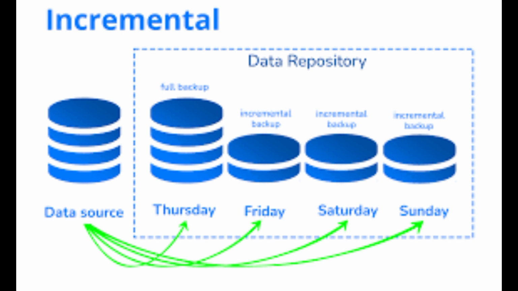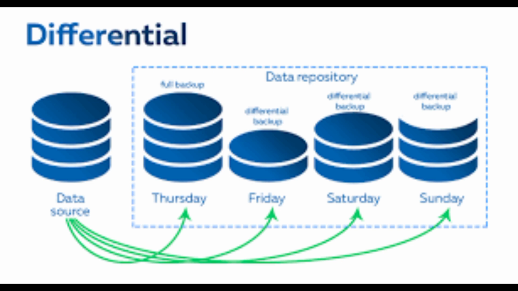Moving on to incremental backup. In this type, only the data that has been modified or created since the latest backup is copied. This means that subsequent backups are faster and more storage efficient compared to full backups. However, it's important to note that to restore all data, you need both the latest incremental backup and the most recent full backup.